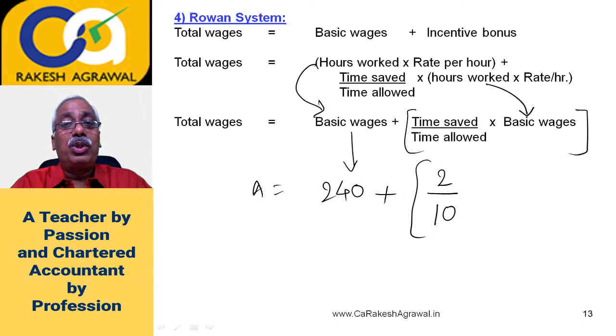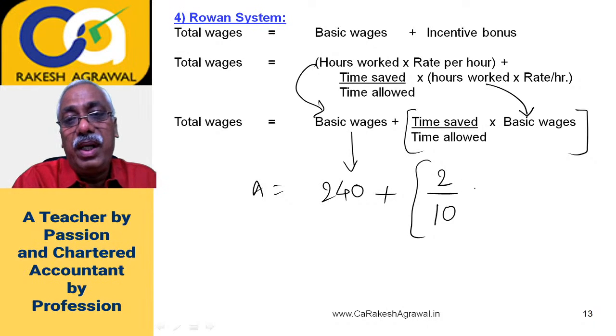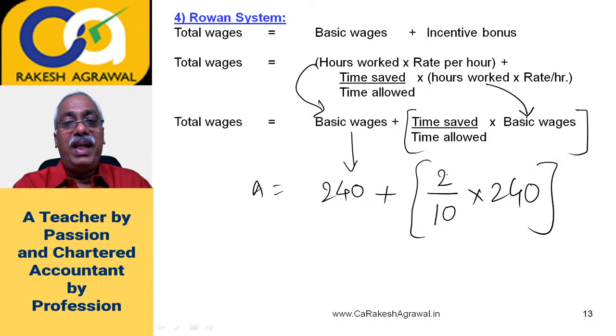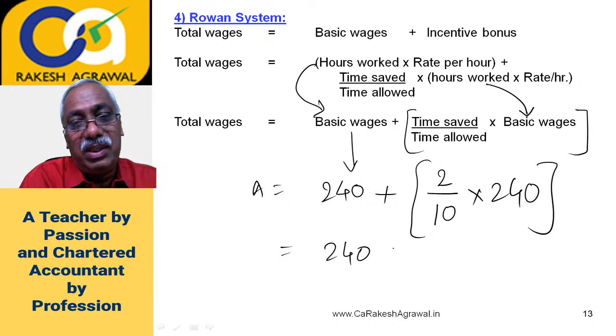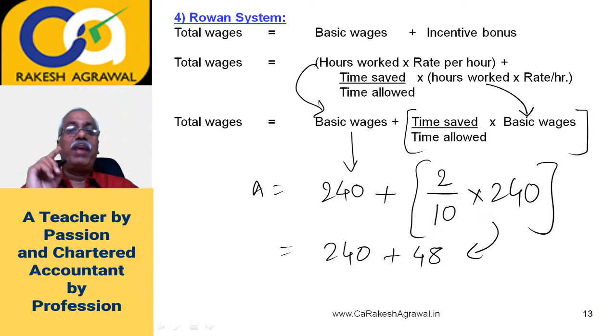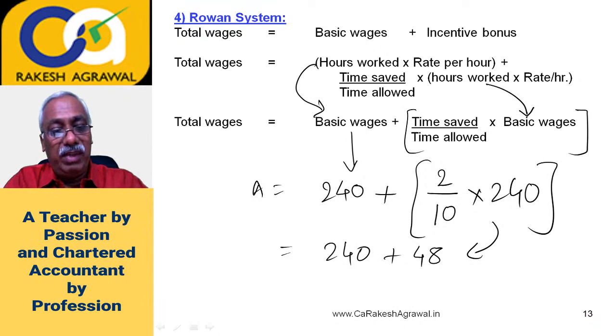So we take the proportion of time saved to time allowed into again basic wages, that is 240. 2 by 10, this is 20% proportion. 2 hours saved out of 10 hours allowed is 20%. So 20% of 240 is the amount of bonus, which will be 48 rupees bonus. It means basic wages is 240, which is constant, and bonus amount will be 48. So that is how you can calculate the wages of worker A.